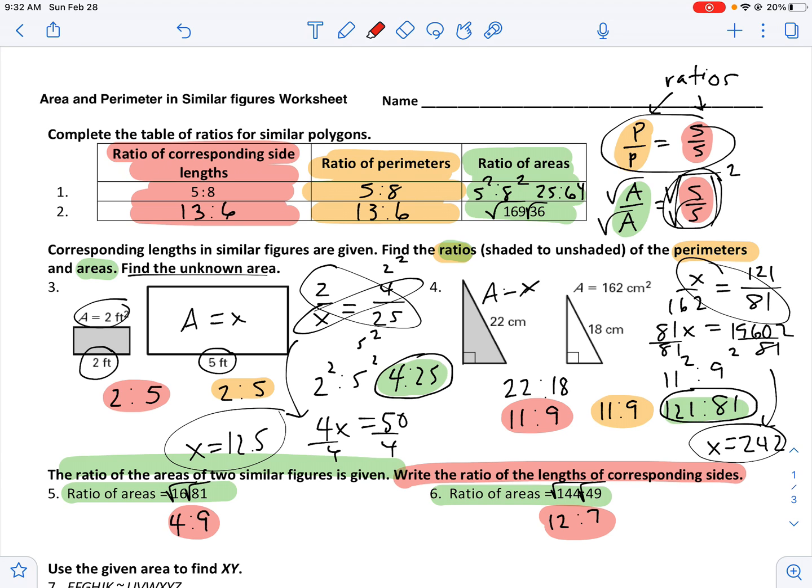So those are the notes you're going to need for the IXL. Remember, it's areas of similar figures, perimeters of similar figures. You need to get 70 or better on both of those. So practice that. Might take you 30, 40 minutes, but you should be able to get it done.